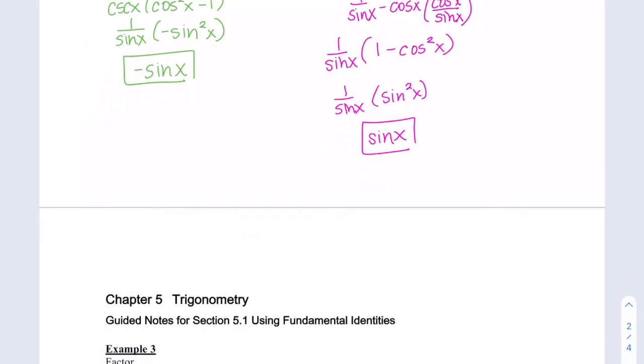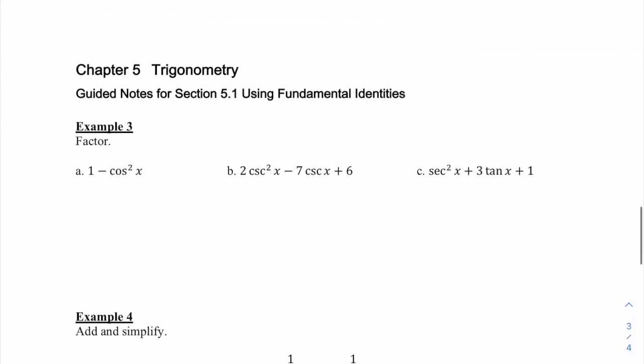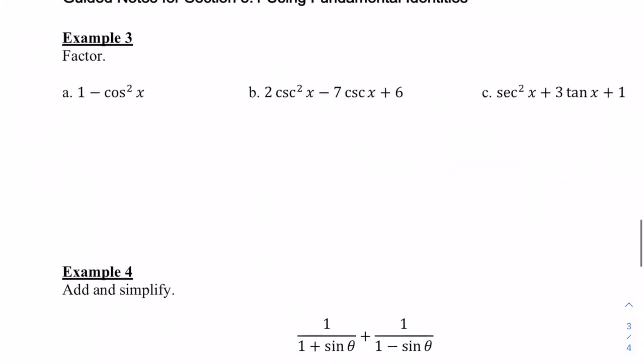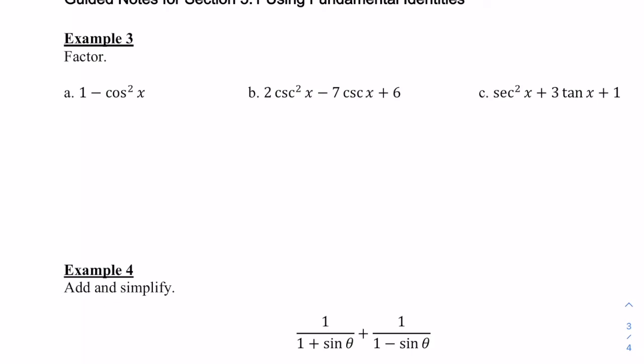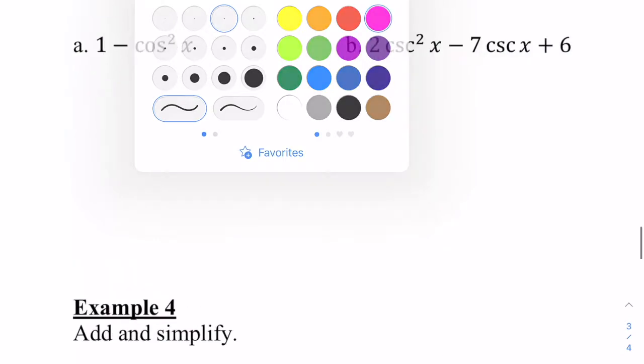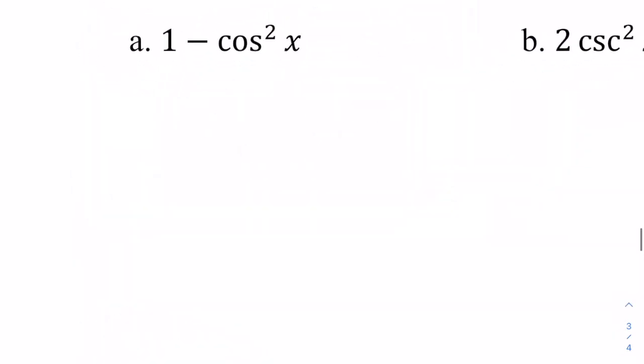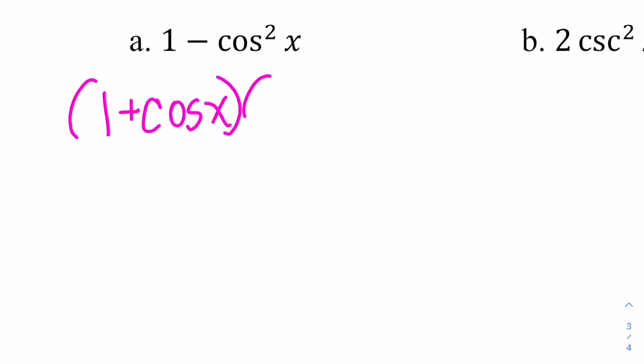Now, oftentimes we'll have to factor and use our algebraic skills to simplify these. So when we see 1 minus cosine squared, we can also factor that into a difference of squares. And we may not be used to it, but we'll be using that a lot this section, using our algebra skills with the Pythagorean identities. So we can factor that into 1 plus cosine of x times 1 minus cosine of x.